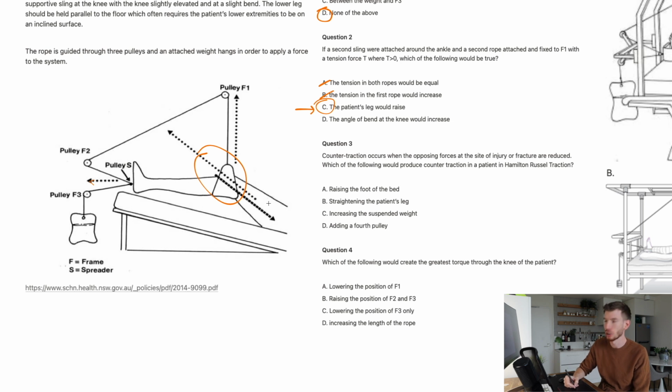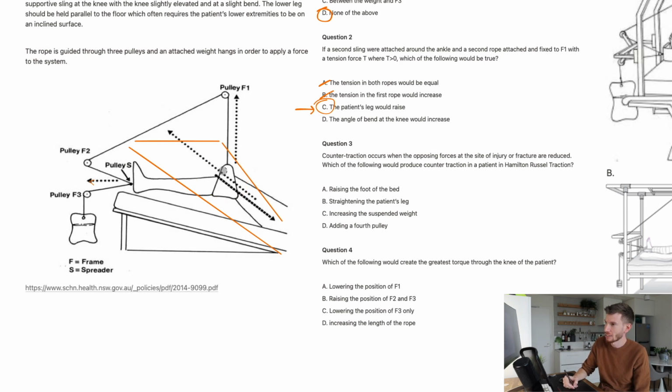And so we've got less pulling force through the knee or through the upper leg there. So the first one, raising the foot of the bed. If we were to raise the foot of the bed like this, then the patient's leg would be sitting higher like that, right? Now, what that would actually do is lighten the load. This is basically the exact same as the previous question that we had.